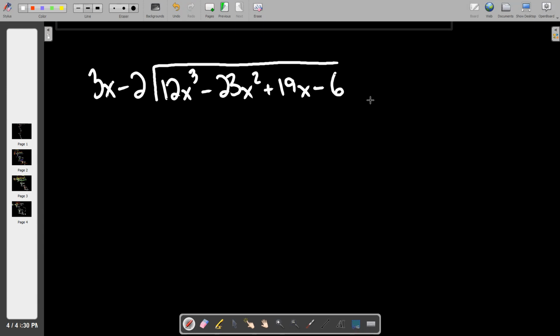That's a 23. It's kind of attached to it. That's my bad. So inside I have 12x to the third minus 23x squared plus 19x minus 6. And I'm going to pause the recording for 5 minutes while I give you a chance to work. I don't want an awkward 5-minute lapse in there.